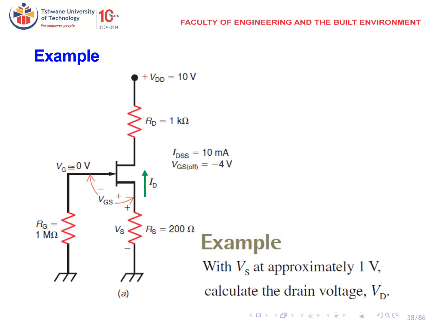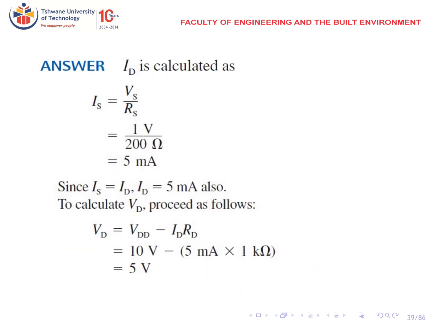Okay. In this example, IDSS is equal to 10 milliamperes, VGS off is minus 4. With Vs at approximately 1 volt, calculate the drain voltage Vd. Okay, ID is calculated as follows. Remember, ID is equal to Is. So we have Vs and we have Rs, so we can calculate what Is is. It will be Vs divided by Rs, giving us 5 milliamperes. And since Is and ID are equal, ID will also be equal to 5 milliamperes. To calculate Vd, we proceed as follows. Vd is equal to Vdd minus IDRd.